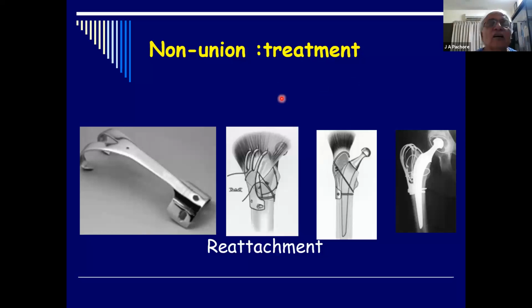This is one of the techniques, a hook device, that has been used for a non-union. And you can also put some grafts there. But unfortunately, the graft does not take because there is usually cement there.